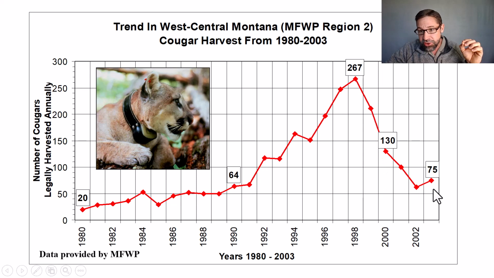But I learned a valuable lesson in talking to the management biologist. It was actually the houndsmen, the lion hunters, in 1998 that petitioned Montana Fish, Wildlife, and Parks to restrict lion harvest because they were worried about overharvest. So during this period, Montana Fish, Wildlife, and Parks was restricting mountain lion harvest.